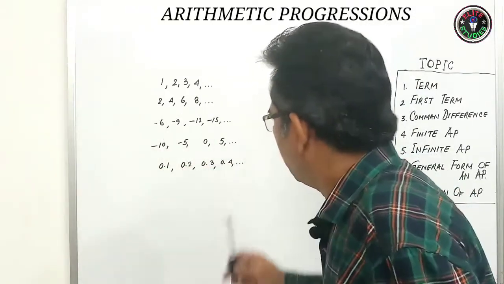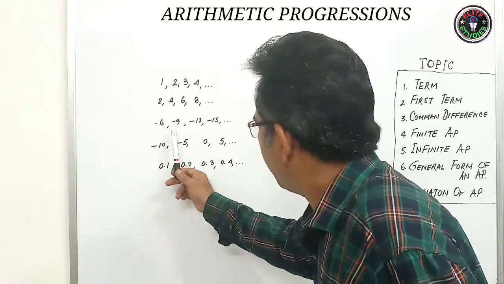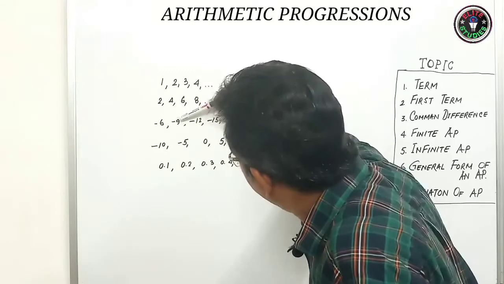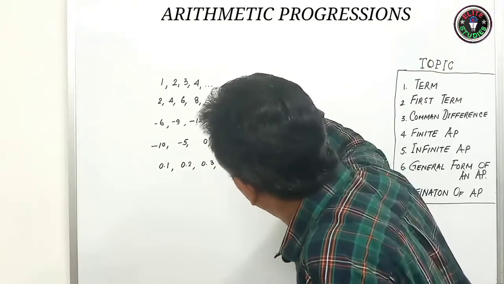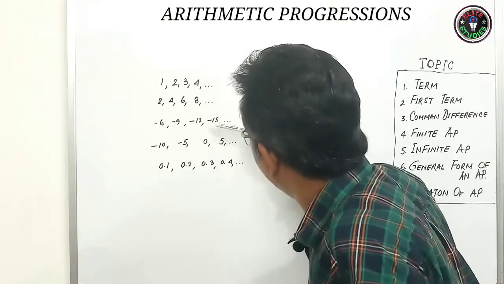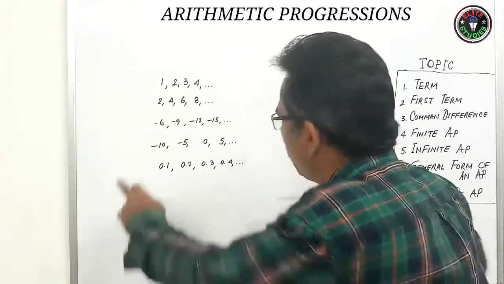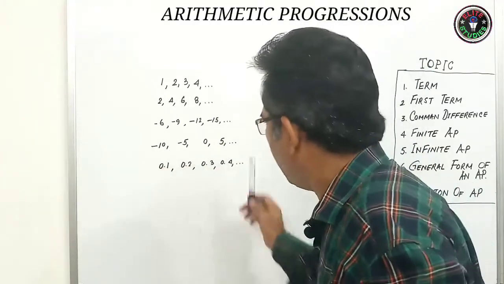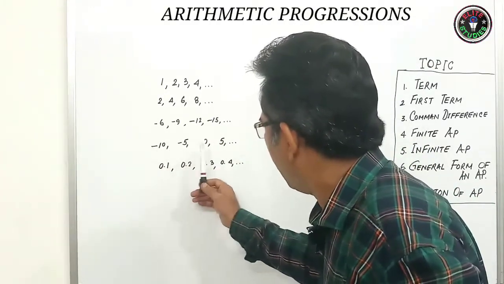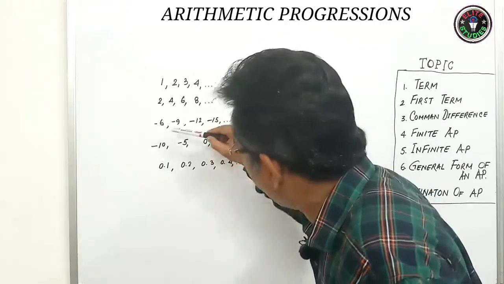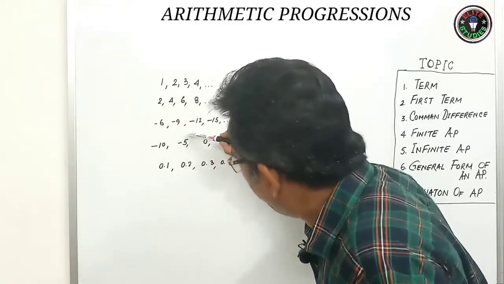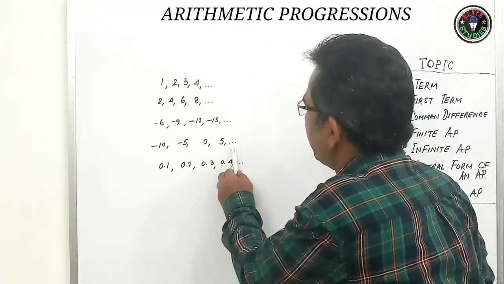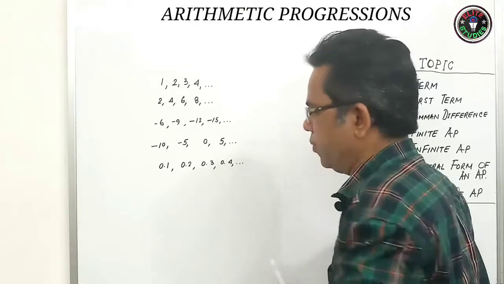In this, you see -6, -9. If you add -3 here, you will get -9. If you add -3 here, you will get -12. If you add -3 here, you will get -15. So similarly, it will be -18, -21. It will go like this. This is again a pattern. Here you see -10, -5, 0 and 5. To -10, if you add +5, you will get -5. +5, 0. +5, here you get 5. Again, it will be 10, 15, 20, like this it will go on.